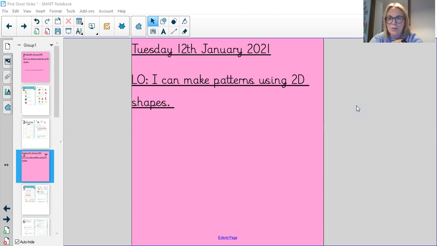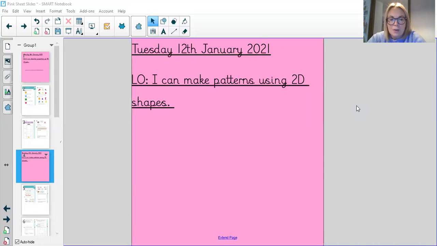And today for the pink sheet for maths, you're going to be thinking about making patterns using 2D shapes. As I said yesterday, have a look at the main sheet because that's the one covering the Year 3 objective. If it looks a little bit tricky, or the teacher video to support it doesn't help you to understand what to do, then have a look at these pink sheets. Okay, so for today, as I've said, we are making patterns using 2D shapes.